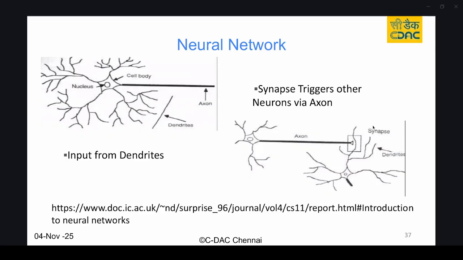This communication from one neuron to a neighboring neuron takes place only if the electrical signal amplitude is above a particular threshold. If the amplitude is above 50, then the neighboring neuron gets fired. If it is less than 50, then the neighboring neuron does not get fired. So this is how the human brain neuron works.